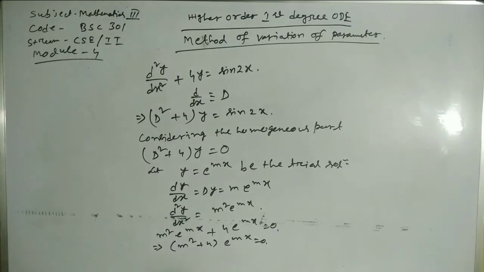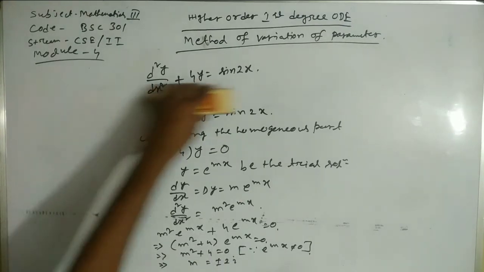Now from this we can tell that m square plus 4 equal to 0, since e to the power mx is not equal to 0, and this equation is called the auxiliary equation. Now from here we can find the value of m, which are plus minus 2i. So the roots of the auxiliary equation are plus minus 2i.